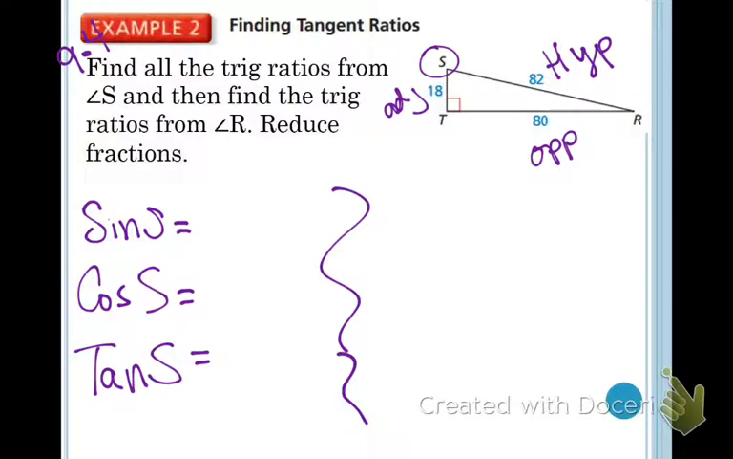A fraction. All right, so sine is what side over what side? Opposite over hypotenuse. So what number goes on top? 80. And then the hypotenuse is 82. So reduce that fraction. What do we get? 40 over 41.